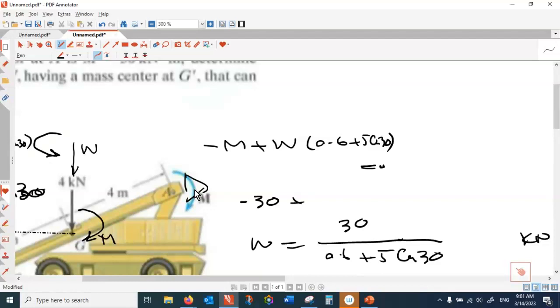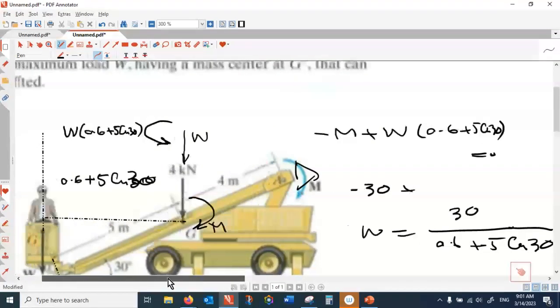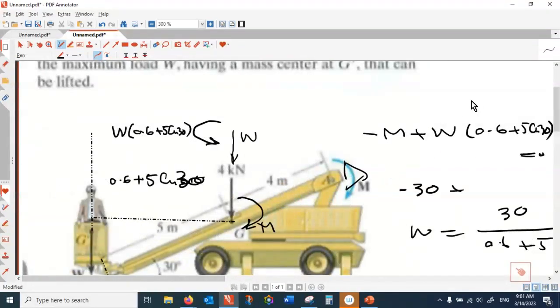Practice. All you need is just more practice. Don't worry, this is not that complex. So why should the distance be 2.6? Why is the distance 0.6 plus 5 cos?